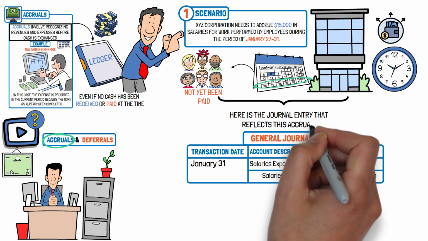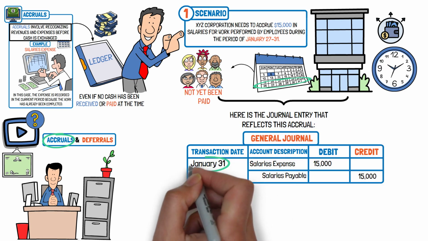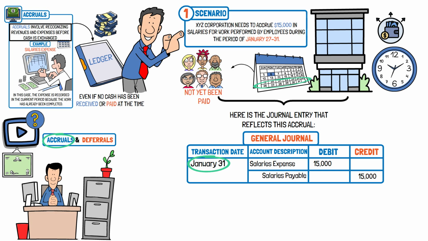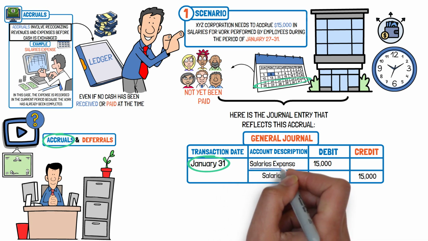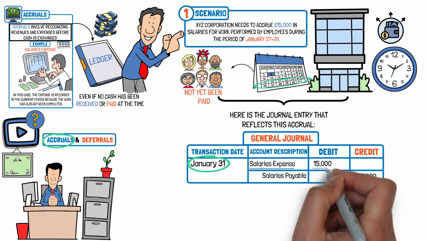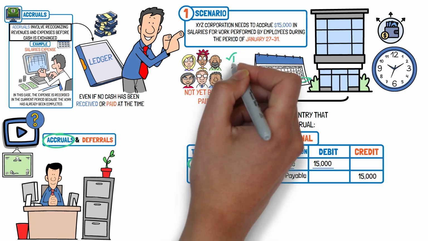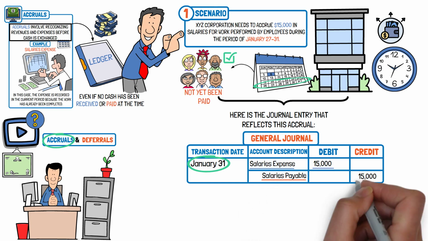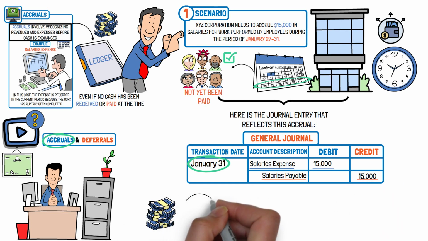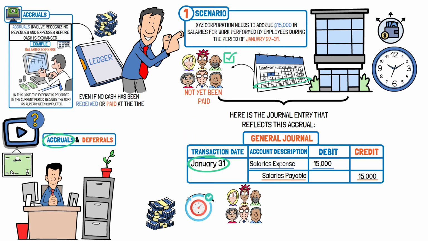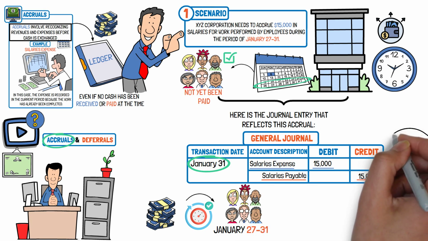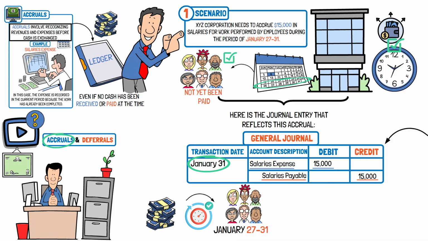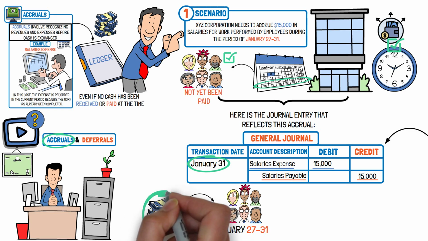As shown, the transaction date for this entry will be January 31st, as it represents the last day of the pay obligation period. To record the accrual in the general journal, XYZ Corporation would debit salaries expense for $15,000 to recognize the cost of the services incurred, and credit salaries payable for $15,000 to reflect the company's obligation to pay its employees in the future for work performed during the period of January 27 to 31. This entry ensures that the expense is matched with the period in which the work was completed, even though the actual cash payment will occur afterward.